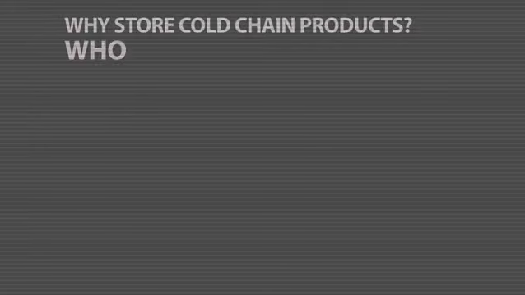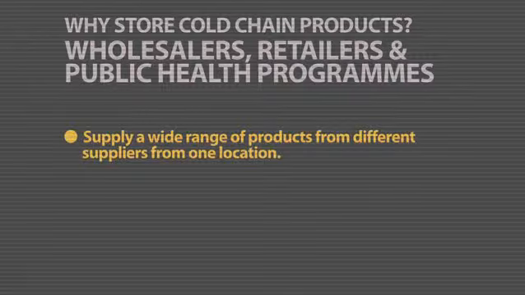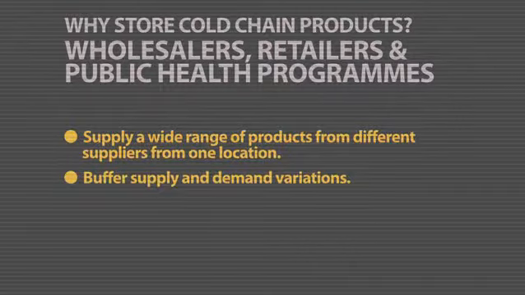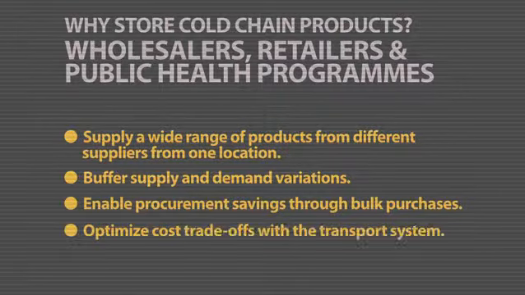On the other hand, if you're a wholesaler, retailer, or public health program, your principal driver is the ability to supply a wide range of products from different suppliers from one location. In addition, you want to do some of the same things that the manufacturer wanted to do. You want to be able to buffer your supply and demand variations. You want to make procurement savings by bulk purchasing from your suppliers. And you also want to make the best possible use of your transport fleet.